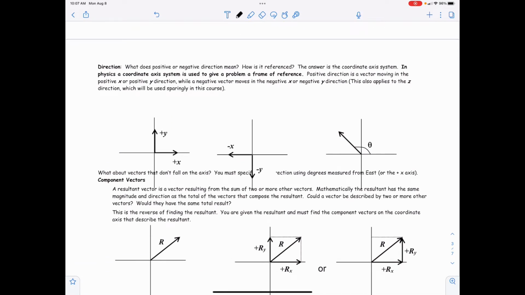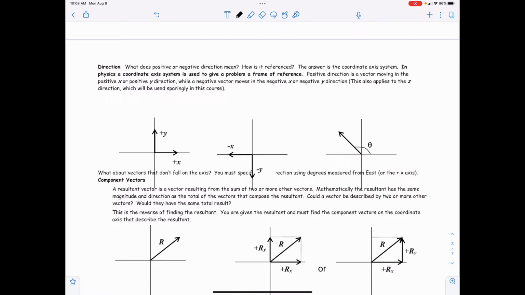Now we're going to talk about how we can reference the vectors in terms of the parts of the vectors that point in a certain direction. So what does a positive or negative direction mean? How is it referenced? The answer is a coordinate axis system. In physics, a coordinate axis system is used to give a problem a reference frame. You're going to hear me state things like set up a positive reference frame or a negative reference frame.